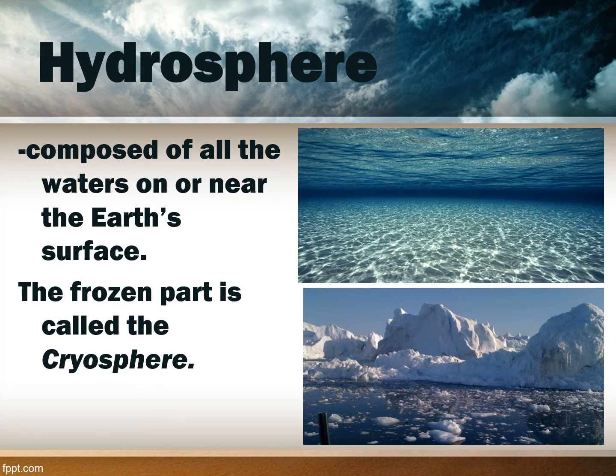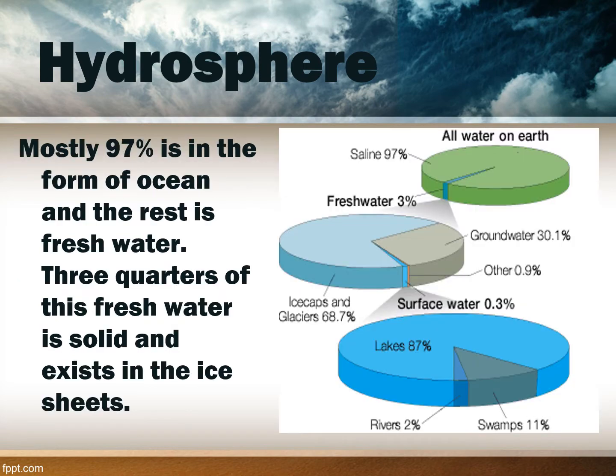Let's move on to our next subsystem. We have here your hydrosphere. The hydrosphere is composed of all waters on or near the Earth's surface. The frozen part is called the cryosphere, usually situated at the top and the bottom of the Earth. Of the hydrosphere, mostly 97% is in the form of ocean. The rest is fresh water. Three-quarters of this fresh water is solid and exists in the ice sheets.